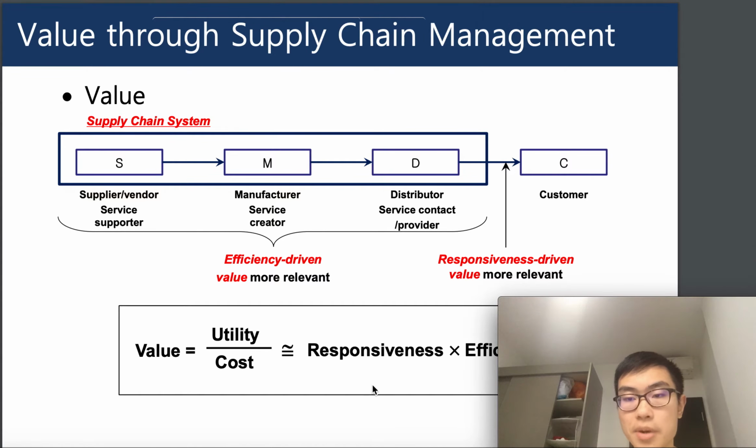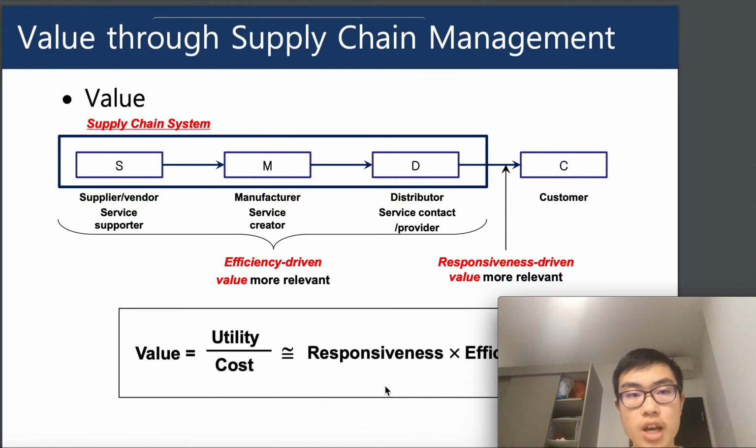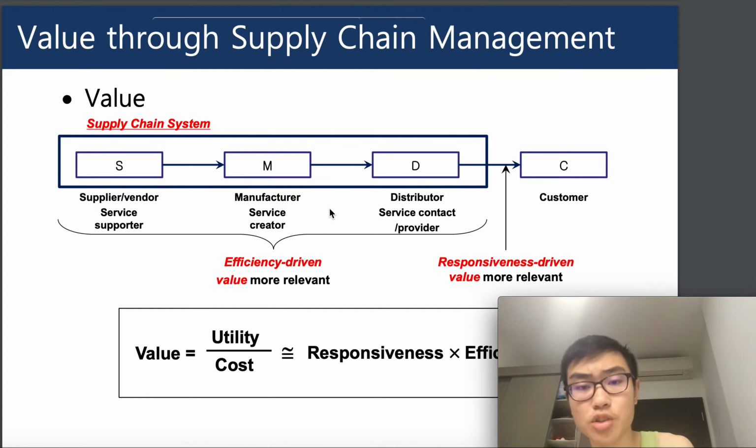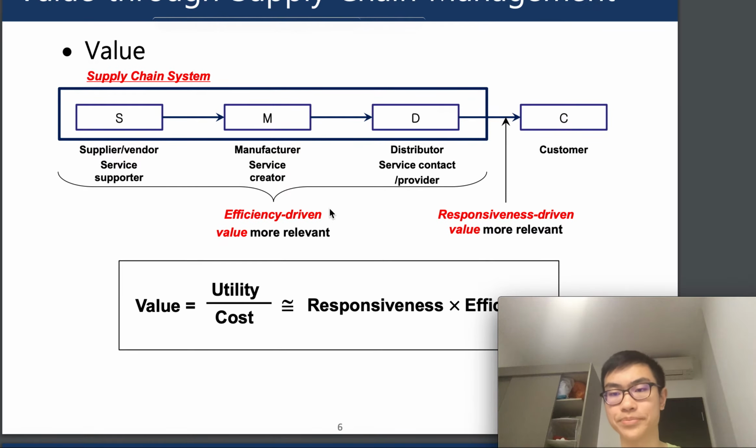Now let's look at value through supply chain management. So now the value chain includes basically SMDC. First of all, S refers to supplier, M refers to manufacturer, D is the distributor, and C is the customer. So this is the whole process of how it can be distributed. On the distributor side, you can directly go to a retailer and then to the customer, or products can go through a wholesaler first, then to the retailer, because sometimes retailers buy less and cannot afford a lot of products.